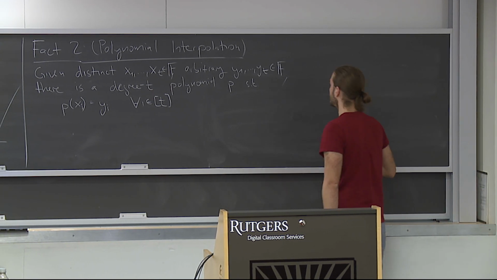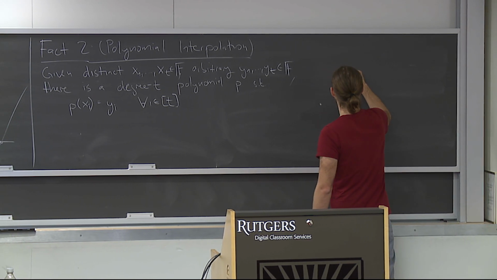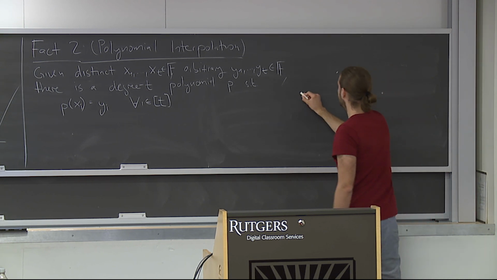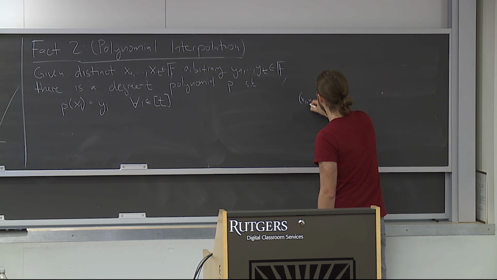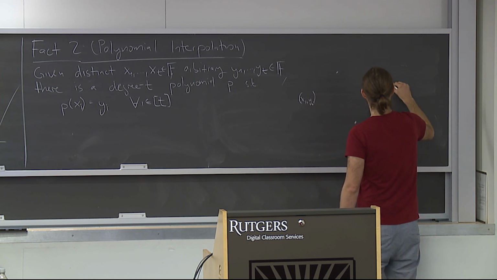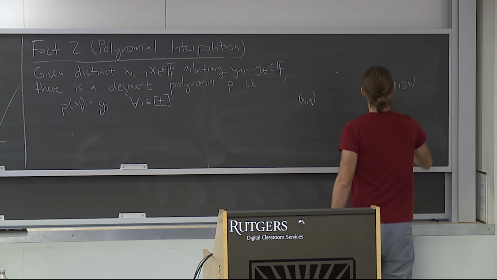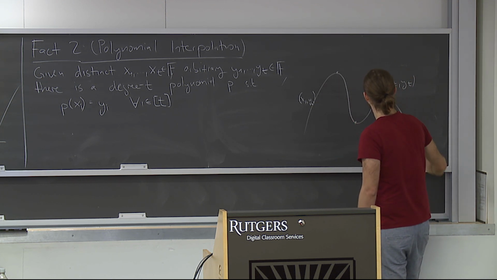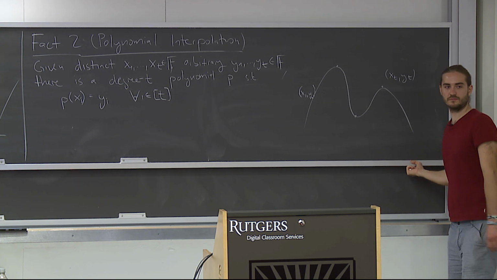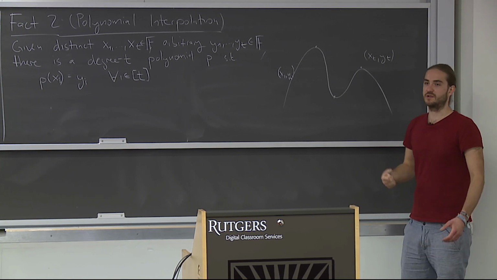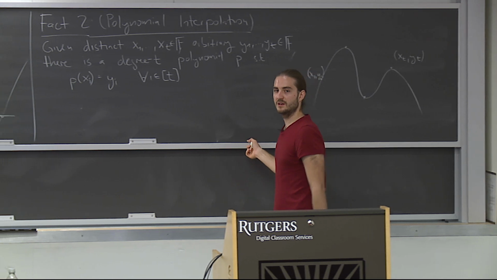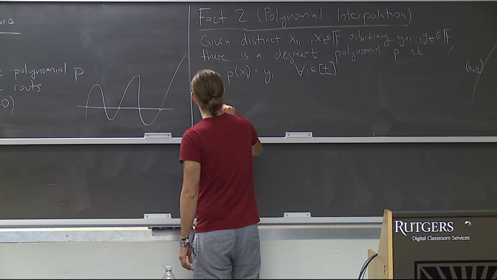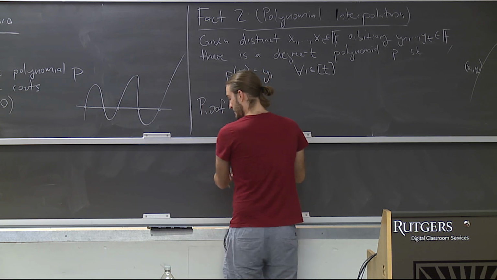Okay. Pictorially, this means that if you fix some points, like these, this would be x1, y1, maybe this would be xt, yt. There is a polynomial which you can fit to these points. Whatever, something like this. And this polynomial has at most degree T. The proof is so simple that I'll write it down. The proof is this.